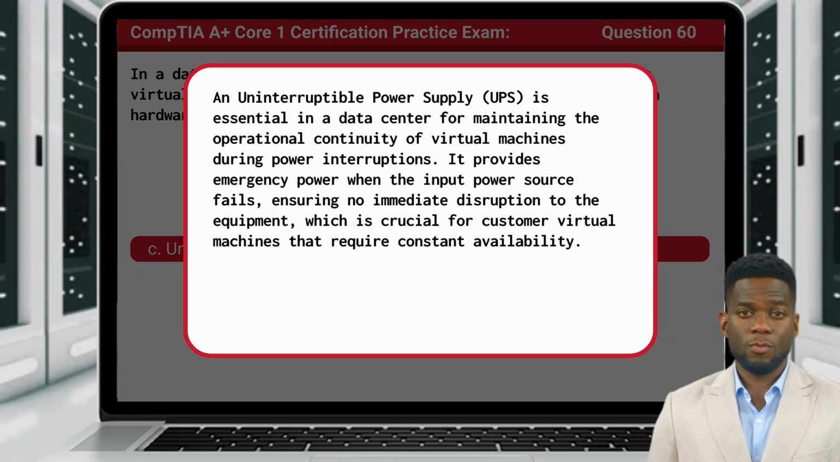An uninterruptible power supply, UPS, is essential in a data center for maintaining the operational continuity of virtual machines during power interruptions. It provides emergency power when the input power source fails, ensuring no immediate disruption to the equipment, which is crucial for customer virtual machines that require constant availability.